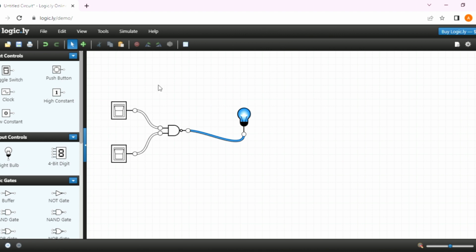So when A and B are 0, the output is 1. When A is 0, B is 1, the output is 1. When A is 1, B is 0, the output is 1. When A and B are 1, the output is 0. This is the circuit of the two input NAND gate. Next, we are going to see the three input NAND gate.